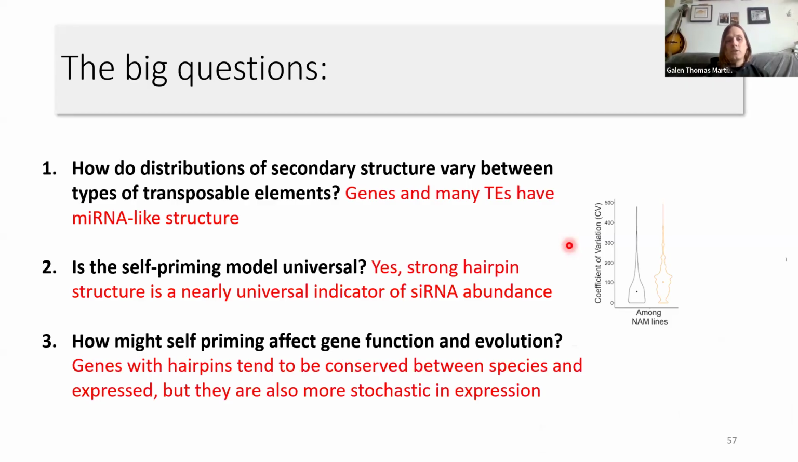And how might that affect gene function? Well, genes with hairpins tend to be conserved between species. I didn't really show that, but we also looked at centrologs and found that genes with a centrolog in sorghum, for example, tend to have more of these hairpin regions than genes that don't have a centrolog. But they're also more stochastic in expression if you look at them across the 26 NAM lines.